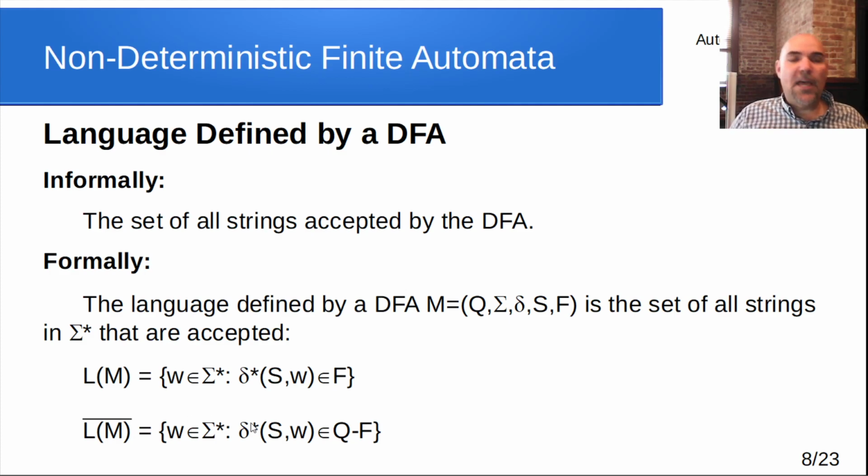So in other words, if we have any DFA, we can always trivially generate the complement of that language by just taking final states and making them non-final, and taking non-final states and making them final. All right, so there's a formal definition for the language defined by a DFA.